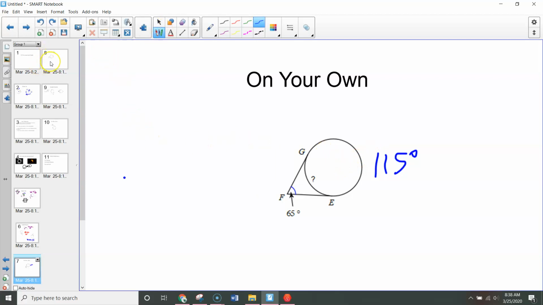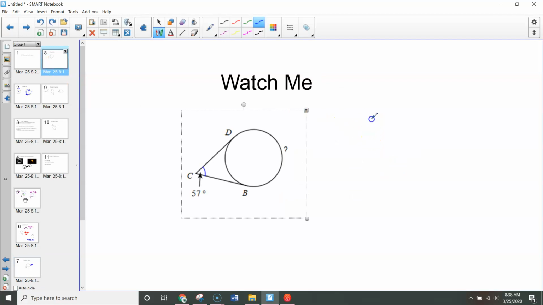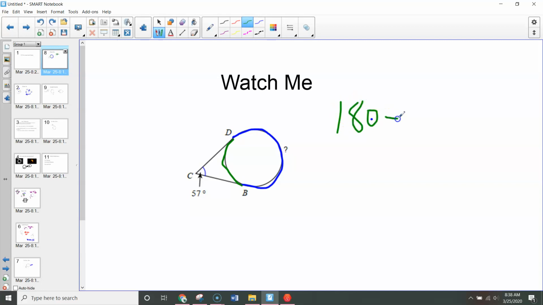Now we're going to make it a little more fun. Okay, so for this one, I'm given the circumscribed angle, and you don't have to write anything down. I just want you to listen for this one. It wants me to find this big outside one. In order to do that, first I need to find this angle right here. And I know how to do that. It's 180 minus 57. So go ahead and do that. 180 minus 57 gives us 123.